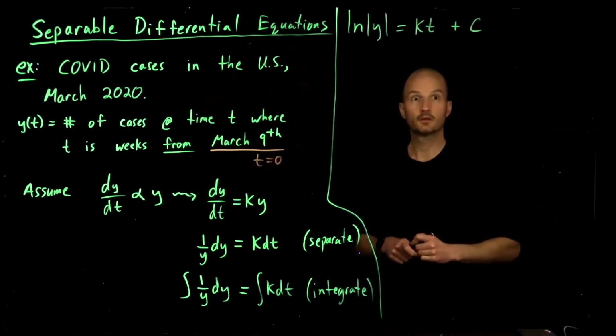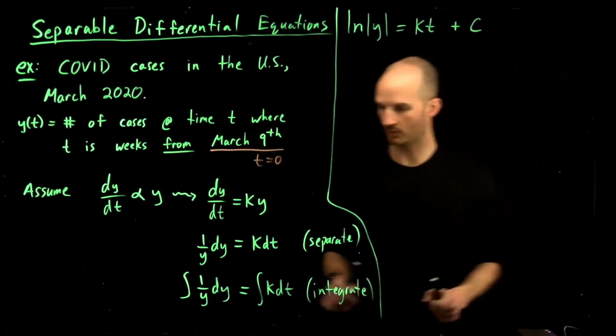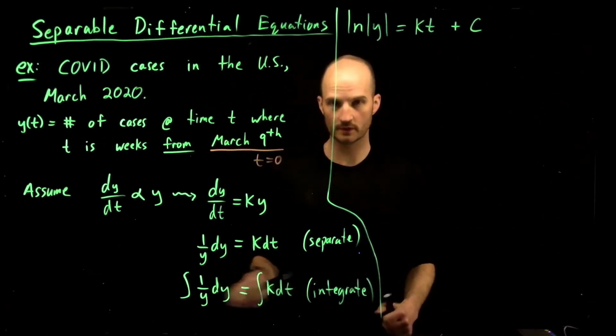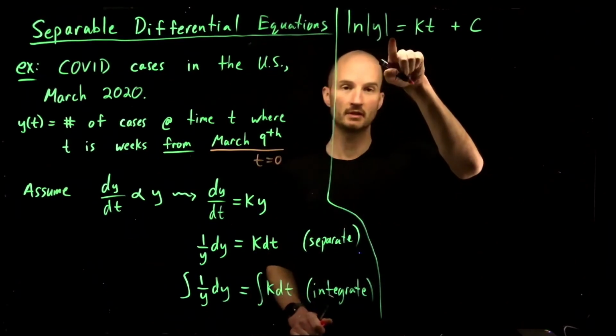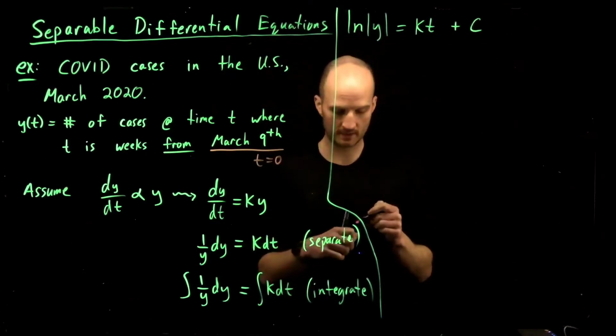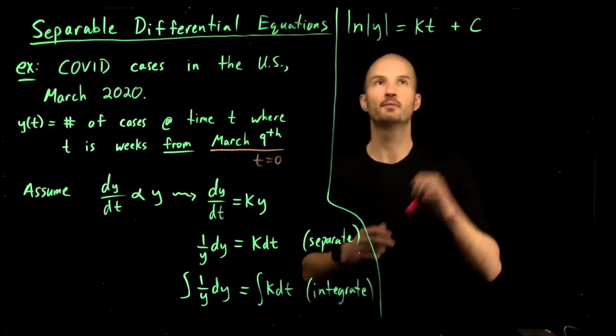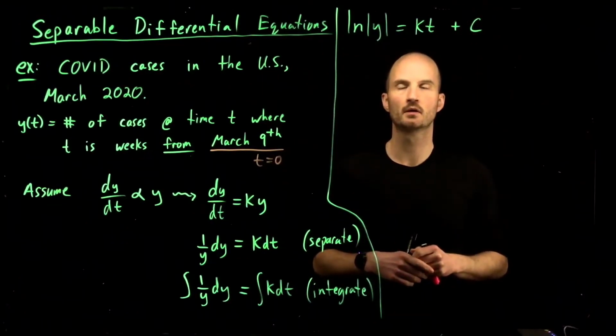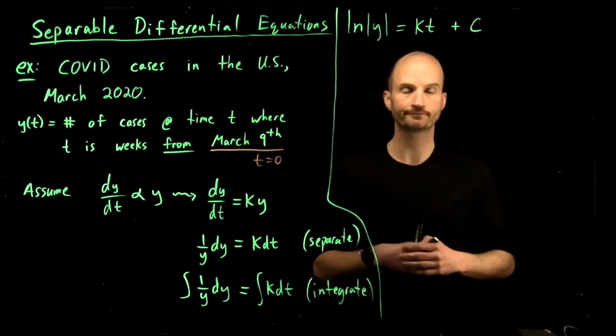Now, you'll notice that we had two indefinite integrals, so technically you should have a plus c over here and a plus c over here. What we do to simplify is we just combine them into a single plus c, which appears at this step here.